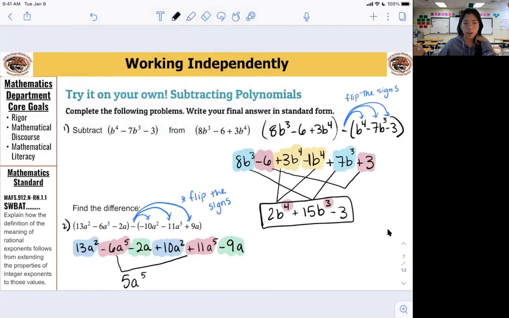Then I keep going in order of exponents. So the next, what color would go next? 13a squared and positive 10a squared. Good, the blue one. So it's 13 plus 10. Good, Daniela's got us 23a squared. And then finally, my green ones. -2 and -9 give me -11. -11a.